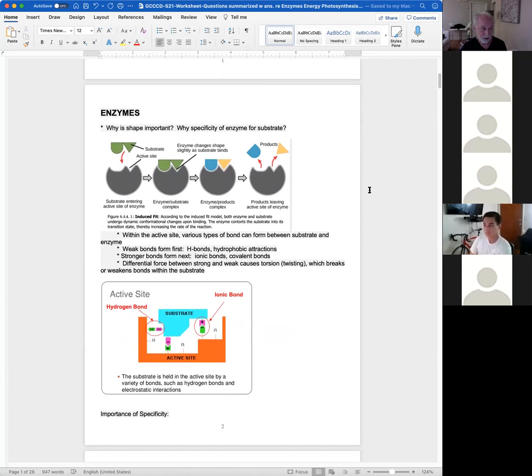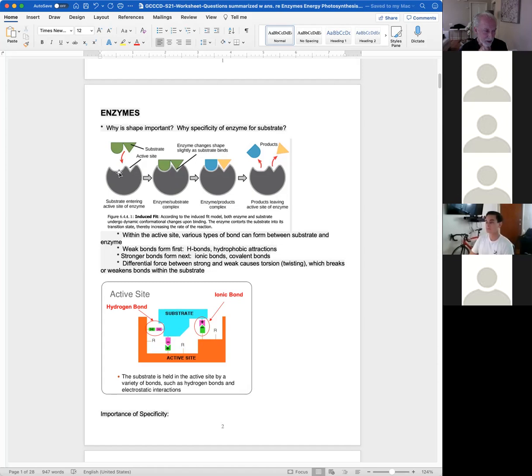There were a number of questions about shape and specificity. So let's first talk about shape. What you see here is an illustration of a model called induced fit, where you see the gray is an enzyme that has a particular shape for its active site. The green is the substrate for that enzyme. Now, the substrate will fit into that active site, but not precisely. So when it does, the enzyme slightly changes shape.